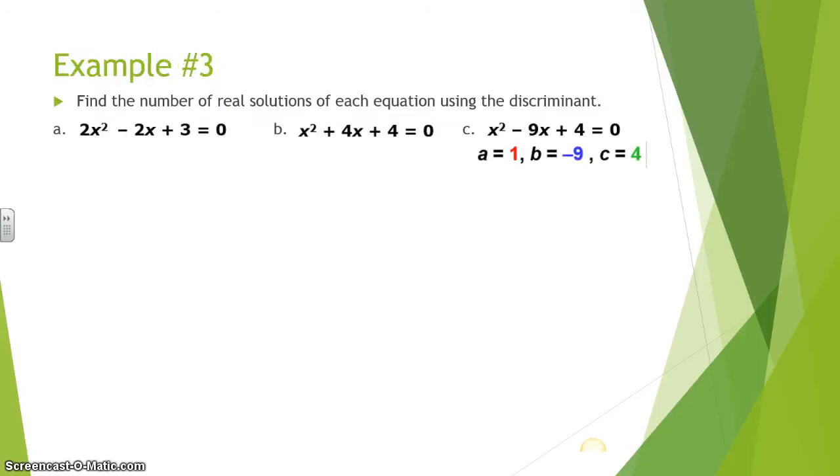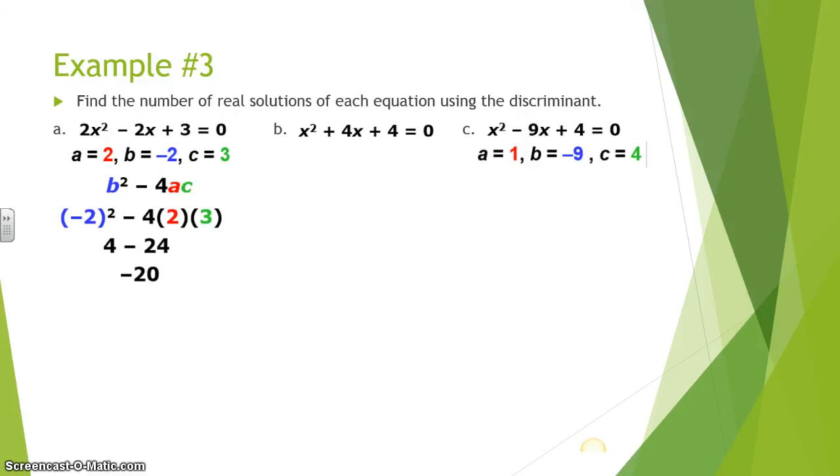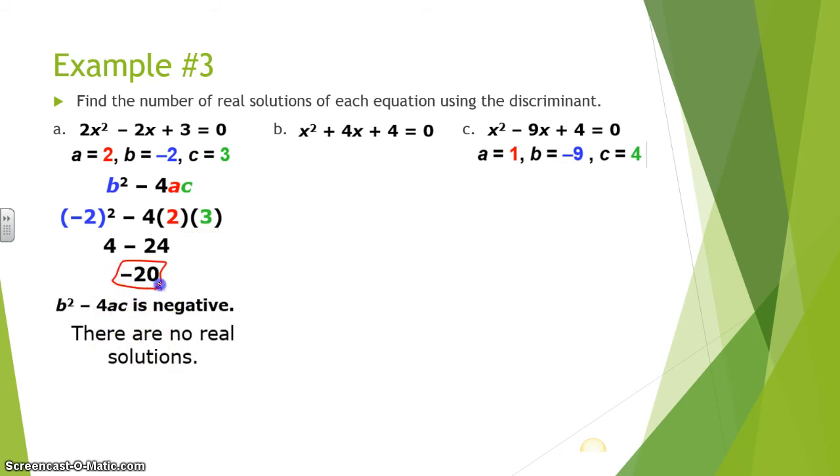Here are a few examples working with the discriminant. So for a, we have 2x squared minus 2x plus 3 equals 0. We first label our a, b, and c. A is 2, b is negative 2, c is 3. We set it up using the formula b squared minus 4ac. Then you just substitute it in and you solve. So this would simplify to negative 20. Negative 2 squared is 4, minus 4 times 2 times 3 is 24, which is negative 20. That's going to be no solution since this is negative.